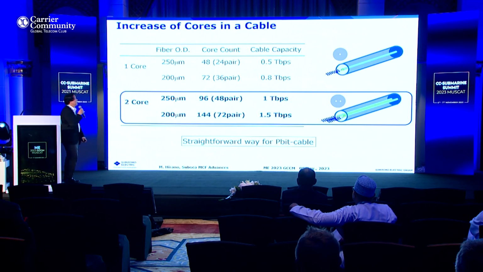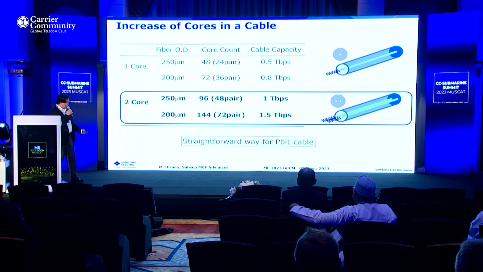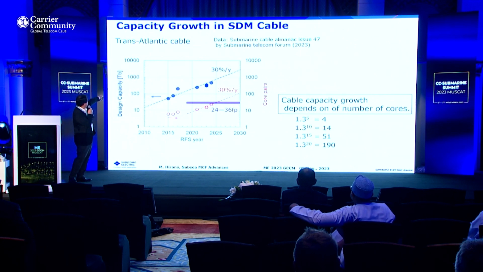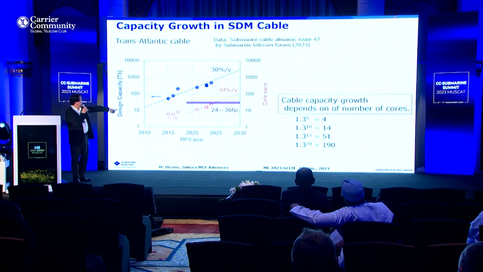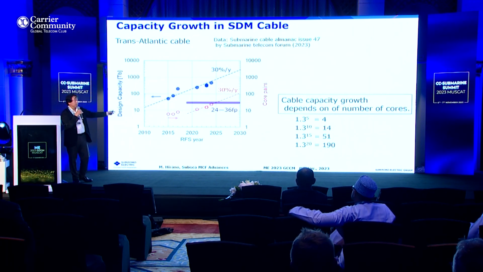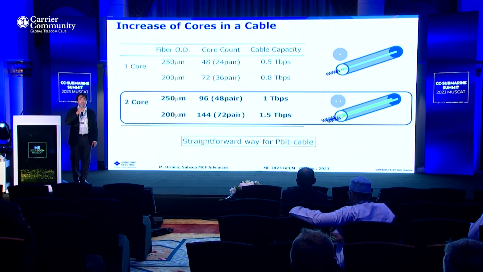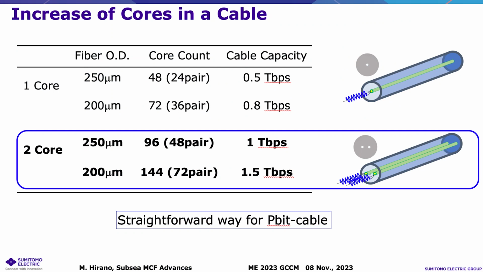Okay, how to increase the core number in the cable? And yes, if we consider a 1,000 terabit or 1 petabit cable, the year 2026 will be the day. Okay, so how to realize a 1 petabit cable? If we consider a single core fiber, I found a mistake, but yes, today for the transatlantic cable, 24 fiber pairs are the real technology. And I made a typo. This is not a petabit, half a petabit, 0.5 petabit cabling is today's technology.